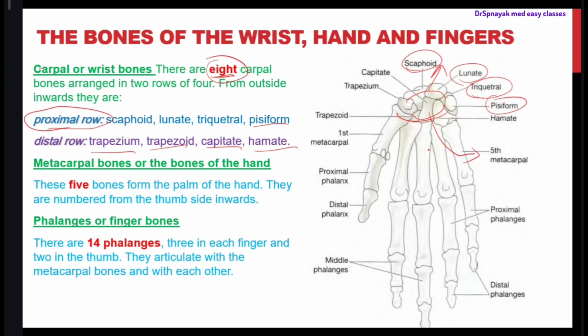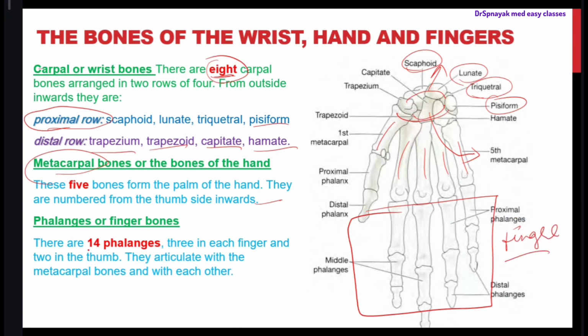Next we have the metacarpals. These are the metacarpals. We have 5 metacarpals: 1, 2, 3, 4, 5. And then we have phalanges. Phalanges are the finger bones.